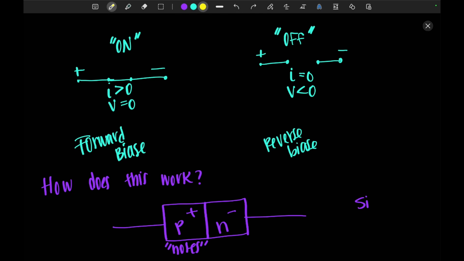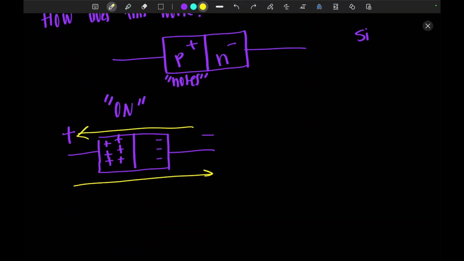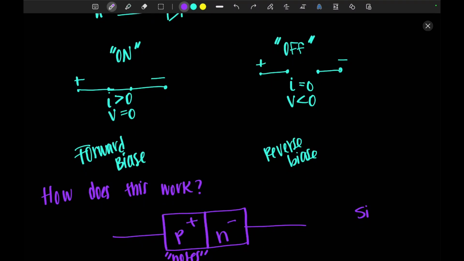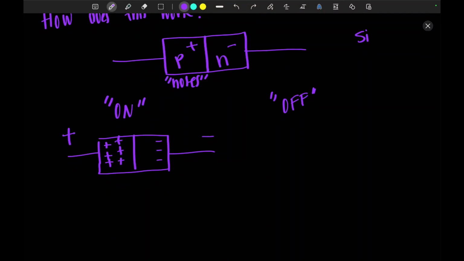Now, why wouldn't it flow when it's off? And it's not actually off. Up here, I drew it as an open, excuse me, this is a short. This is just a representation, but the diode is not a switch, so it's not actually open like that, but it's off because of what's happening to the electrons here.